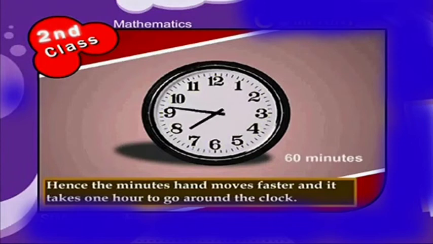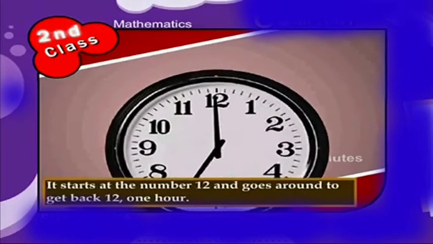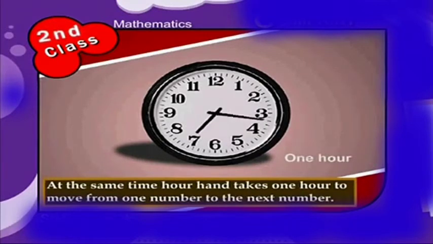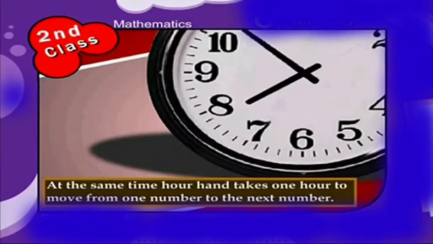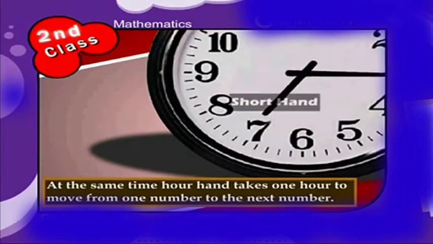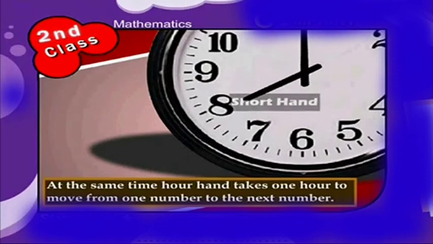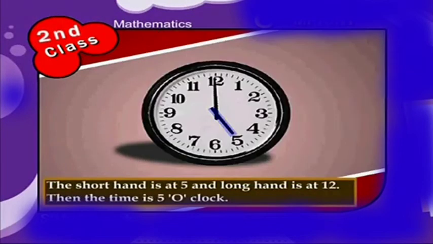Hence, the minute hand moves faster and it takes 1 hour to go around the clock. It starts at the number 12 and goes around to get back to 12, that is 1 hour. At the same time, the hour hand takes 1 hour to move from one number to the next number.